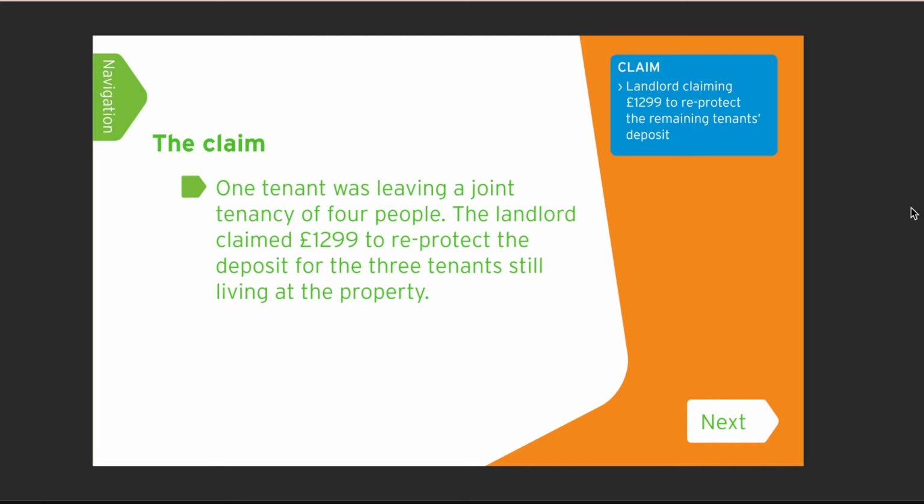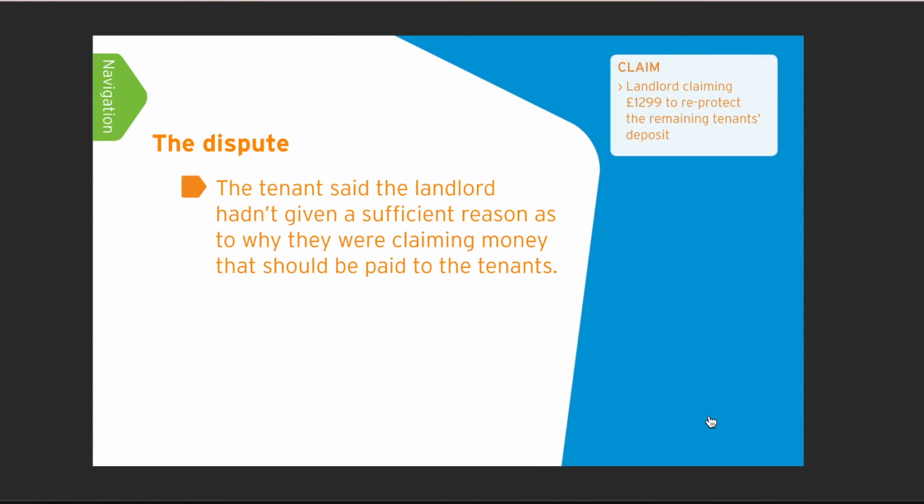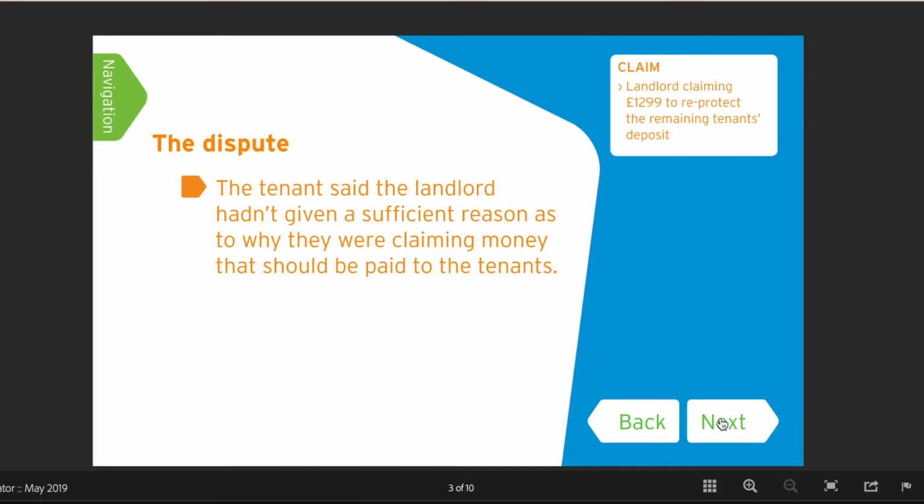Okay, so here's the claim. One tenant was living in a joint tenancy of 4 people. The landlord claims £1,299 to re-protect the deposit for the 3 tenants still living at the property. Ooh. He needs to pay that much for the deposit? That's like their whole deposit. There's no way he can claim that. That's ridiculous. The tenant said the landlord hadn't given a sufficient reason as to why they were claiming money that should be paid to the tenants.